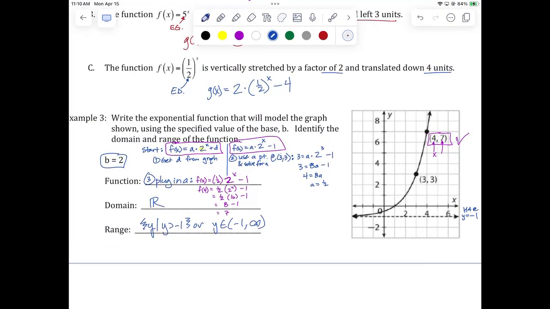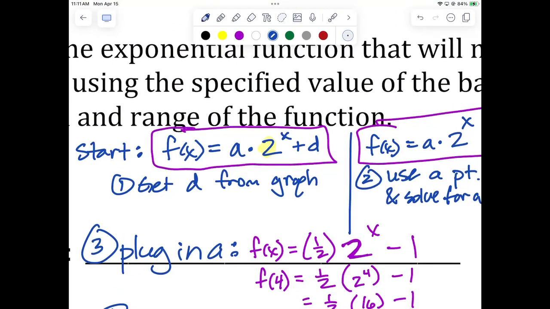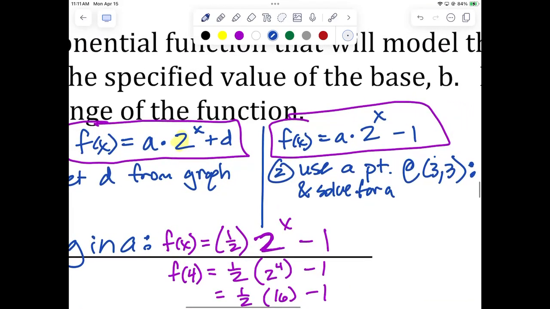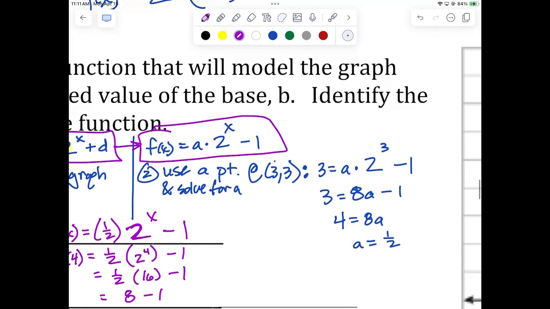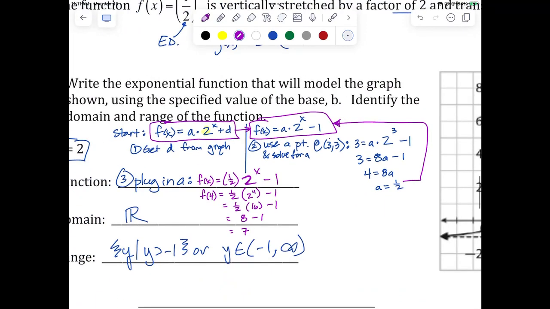All right, so let's review what we did here on this last question because it's important. We do this in every section when we have a new type of function. We start with our template, which is a times b to the x plus d. We take out the c. It's too hard with the c. We plug in the given base, and that gives us the purple box answer. Then we get the d from the graph and we plug it in, and that gives us this version in the box. And then we pick either one of the points from the graph and plug it in for x and f of x. We find a, and then we plug a back into that same form, and that gives us our final answer. And if you want to check the other point, you can.